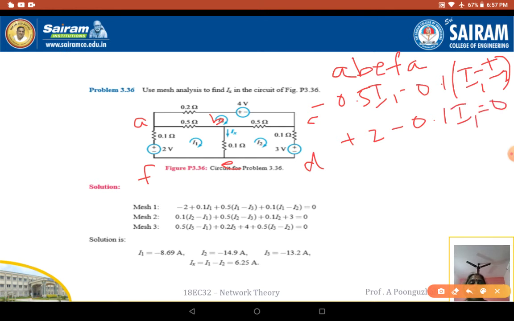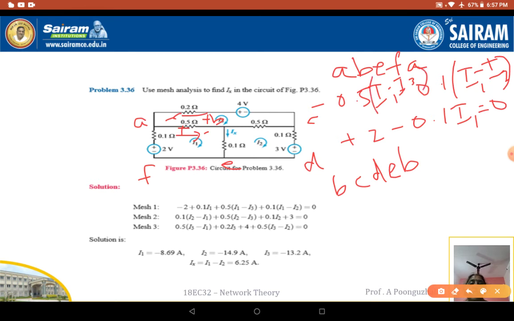So the second one is B, C, D, E, B. In this case it is going to be 0.5 into, actually we have 2 currents here. If I see, this is plus minus, this is going to be plus minus there. So it is I1 minus I3. So you should write here I1 minus I3 there.